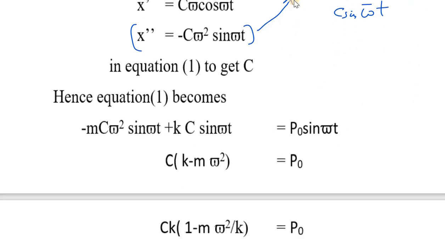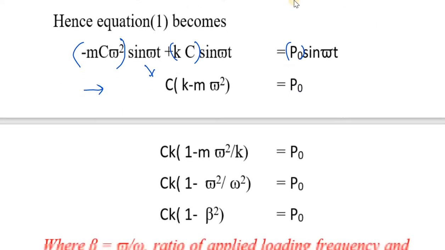So our equation will be like this: minus m c omega square sine omega t plus kc sine omega t is equal to p sine omega t. Here I am going to take the constants of sine omega t separately, since everything is sine omega t. So I can write this equation as c into k minus m omega square is equal to p0.